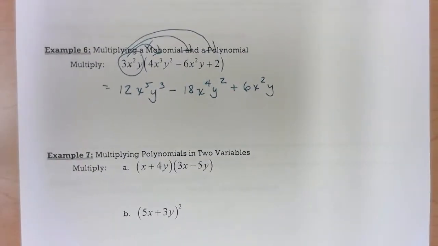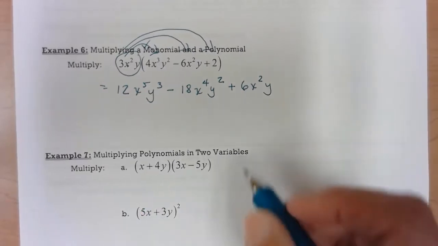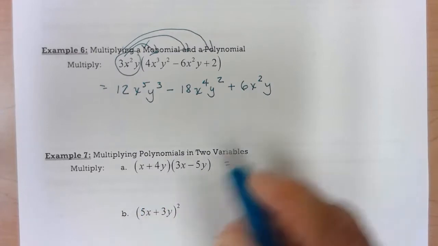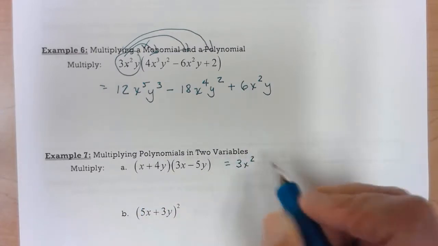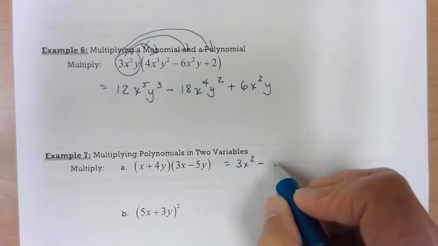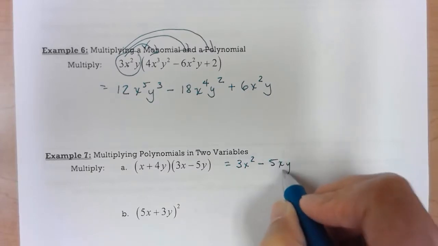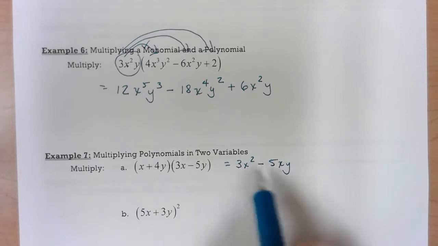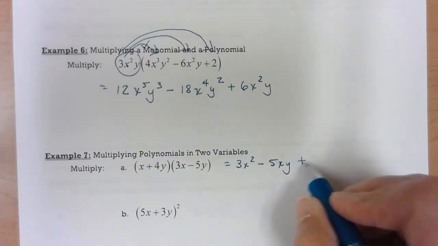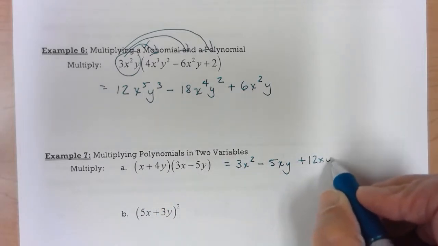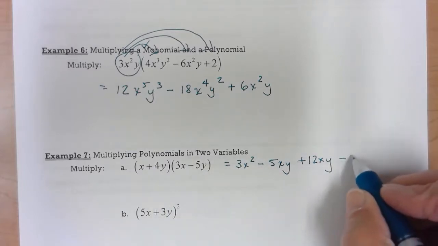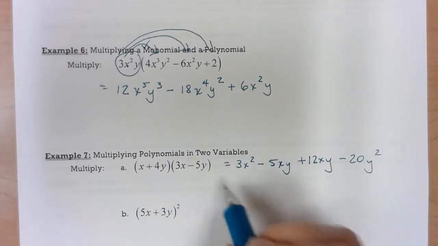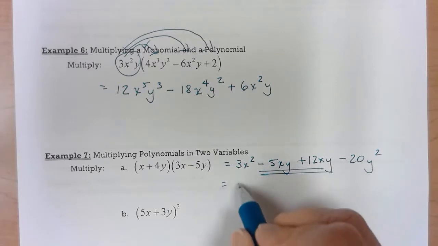Multiplying polynomials in 2 variables. If you'll notice, I've got a binomial times a binomial, so I'm going to FOIL. X times 3x, 3x squared, x times the last. And always put the variables in alphabetical order, because that way you can tell if you've got like terms. So that's the F and the O. So the inside is a plus 12xy. Last times last is a negative 20y squared. I do have like terms.